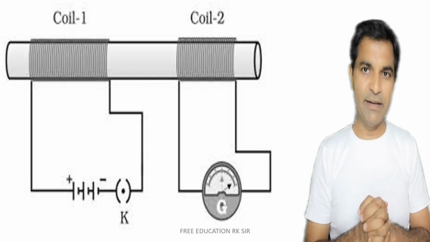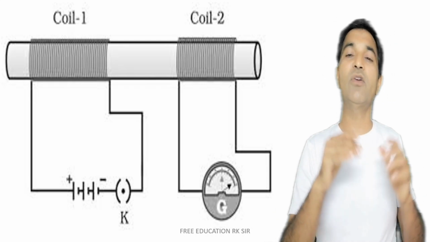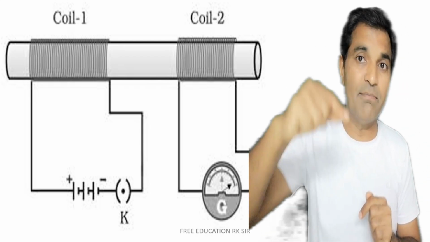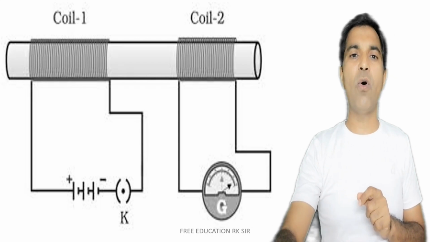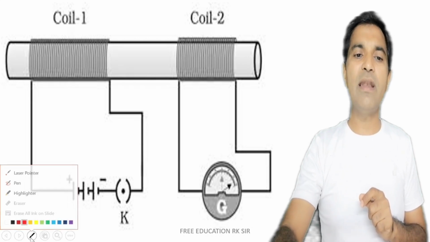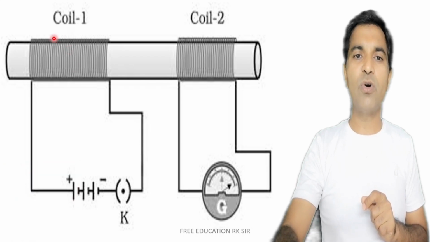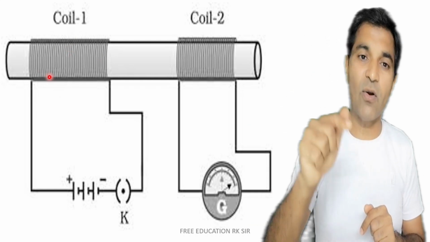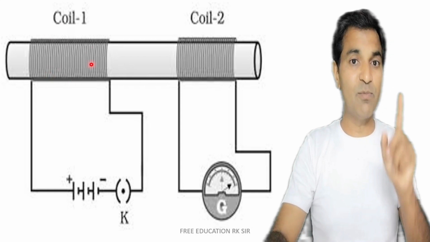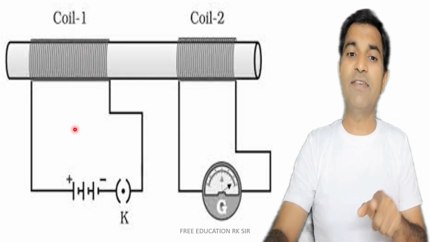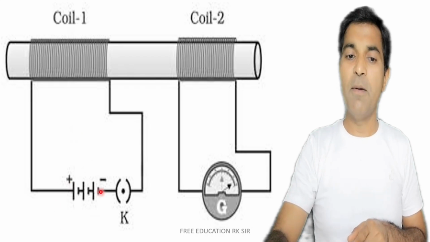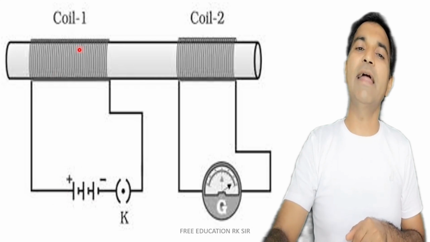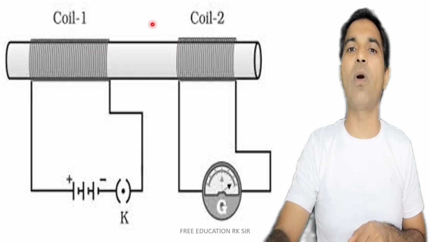Now let us take one more example of induction. When we switch on the current in coil number 1, it was observed that whenever the current passes in coil number 1, magnetism will be produced due to the current flowing in coil number 1. This magnetism, produced with the help of the electrical energy of this battery, will now link with coil number 2.